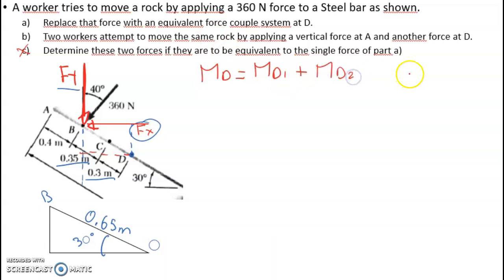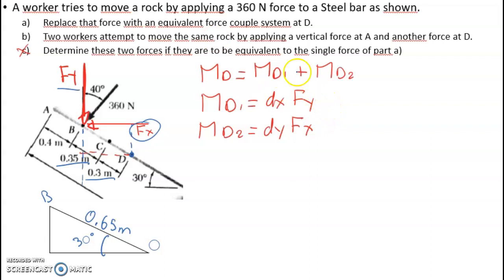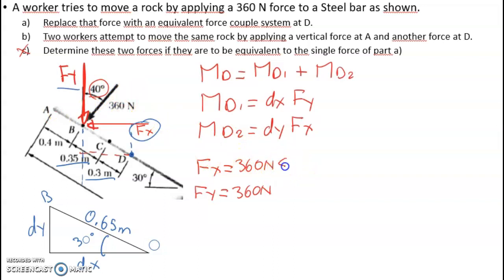plus moment about D2. Moment about D1, I will create it with the distance x, force y. Moment about D2 is going to be created by distance y, force x. Distance x is going to be this one right here. Distance y, this one right here. So let's just calculate the forces and then calculate the distances. The forces, force x, force y, are going to be the total force, 360 newtons, for the x, since my inclination is about the vertical, we'll have sine of 40 degrees. For the y, since the inclination is about the vertical, we'll have cosine of 40 degrees.